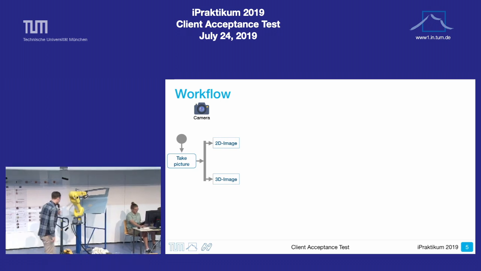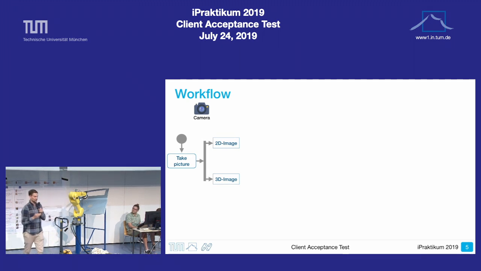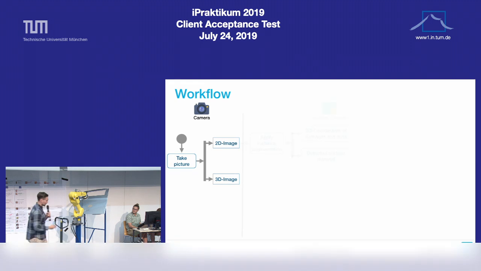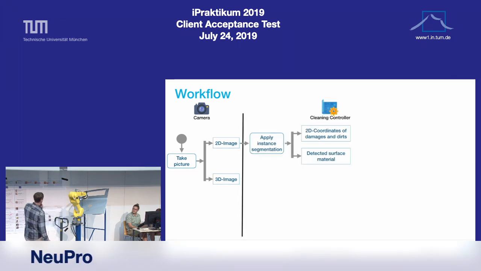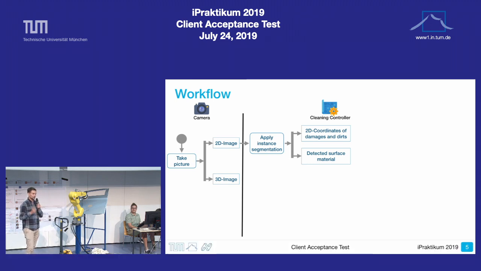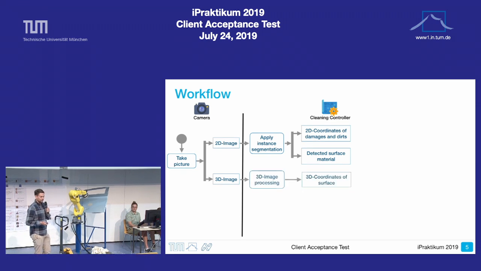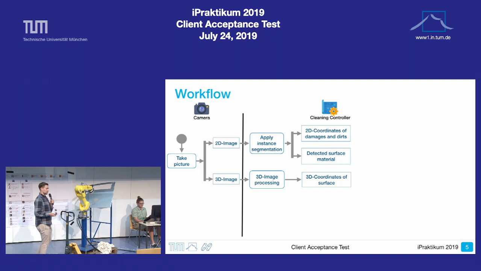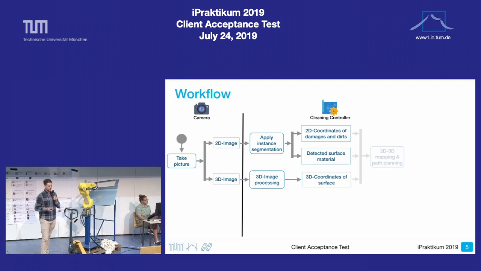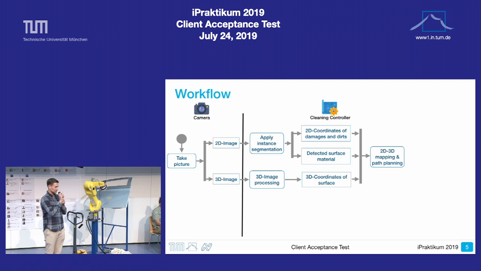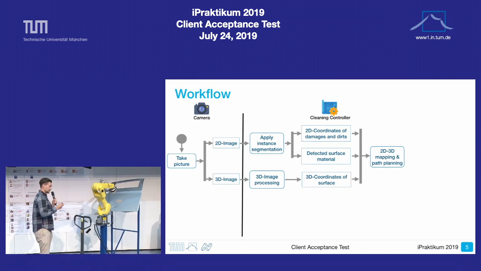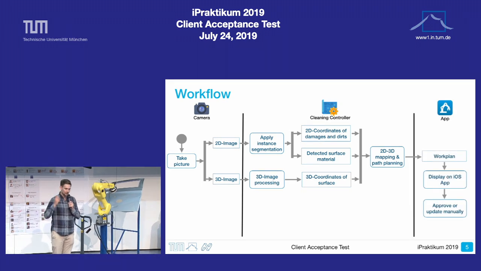Okay, so now the workflow. As you can see, this is a camera, and this camera is taking 2 kinds of images. One is a 2D image, and the other one is a 3D image. Then we are processing the 2D image with instance segmentation. So we are figuring out the dirty and damaged spots, and also the surface material. Then we use the 3D image to calculate 3D coordinates.